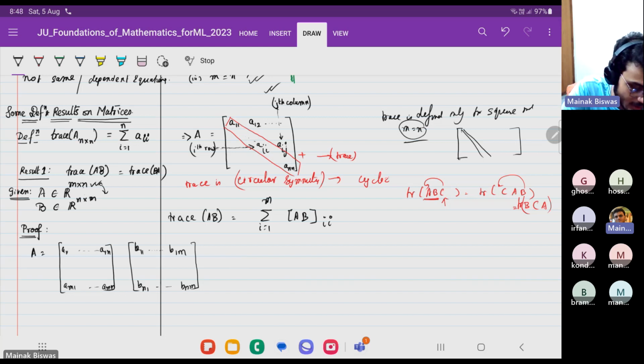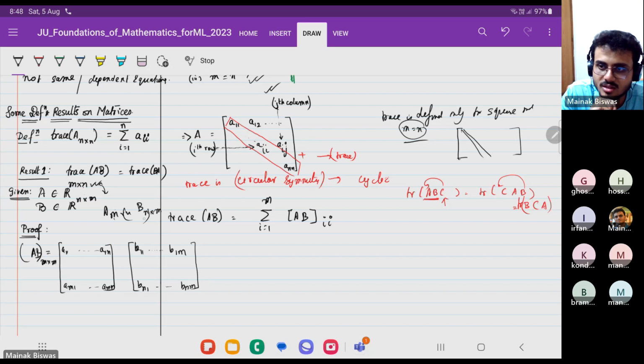When you multiply A and B, you get a matrix. It is an M by M matrix, right? A is M cross N, B is N cross M, so these are conformable, and the product is an M by M matrix. Agreed? Okay.